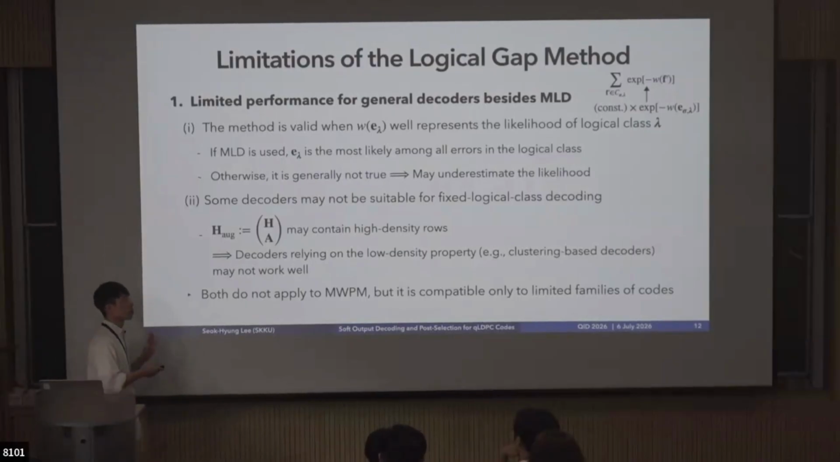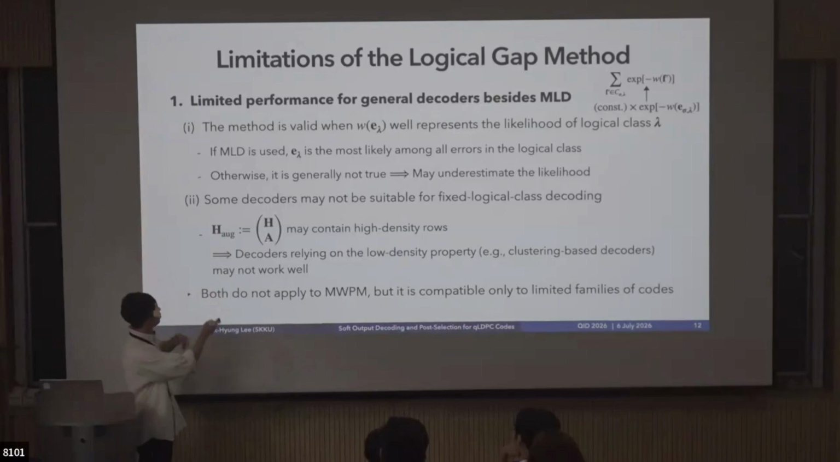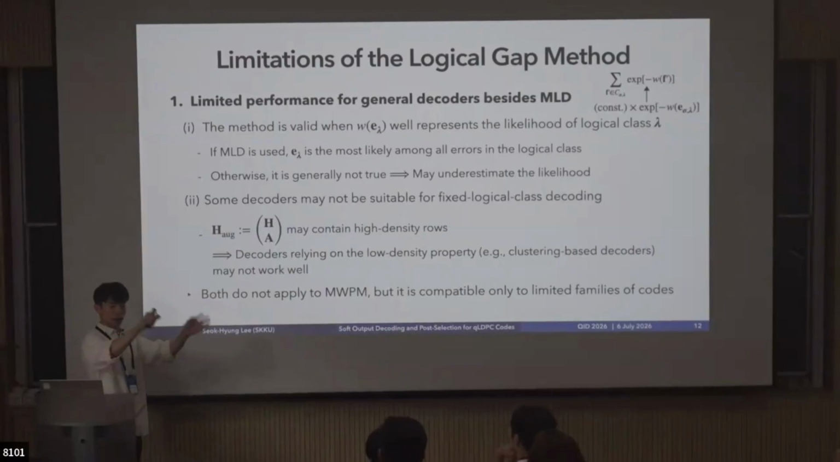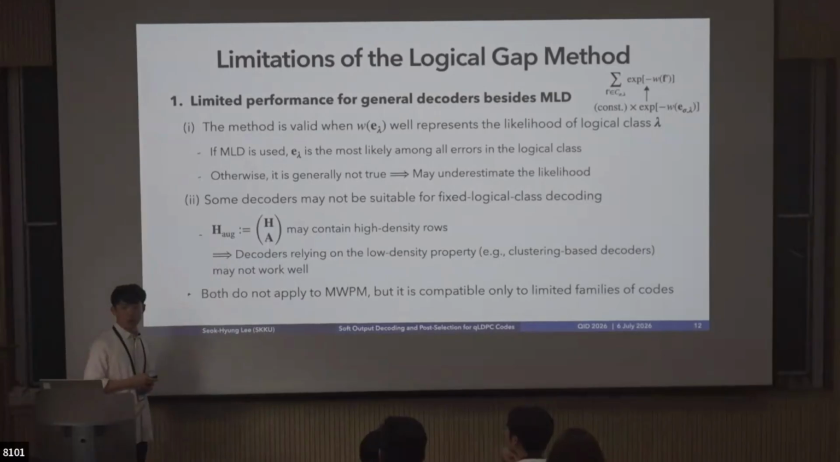As far as I know, there is no known work that quantitatively compares different strategies on it. But at least for the clustering-based decoders, we conjecture that these clustering-based decoders are not that compatible with this logical gap method, because these additional rows will make clusters grow abnormally fast when a cluster meets those additional rows, additional checks. We also call them virtual checks.